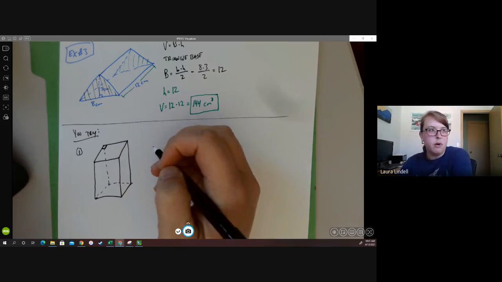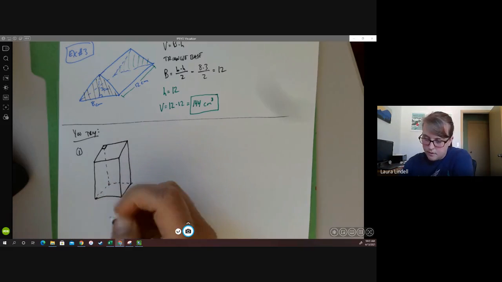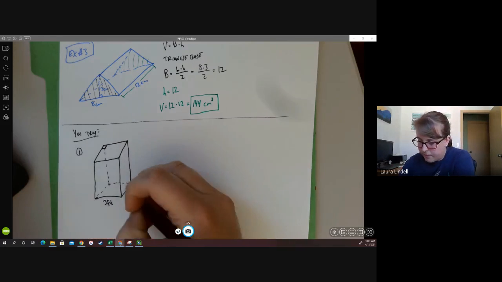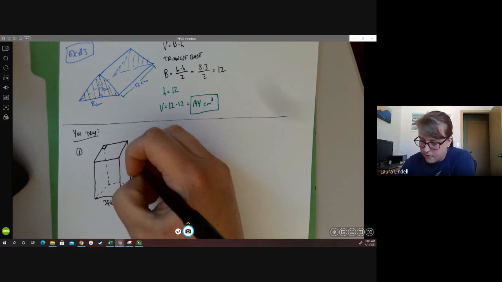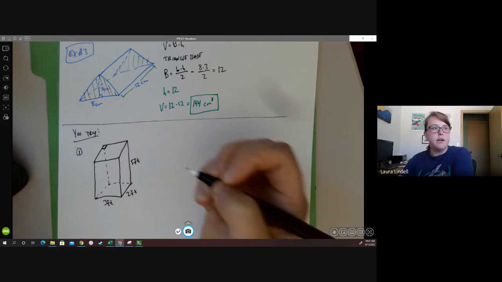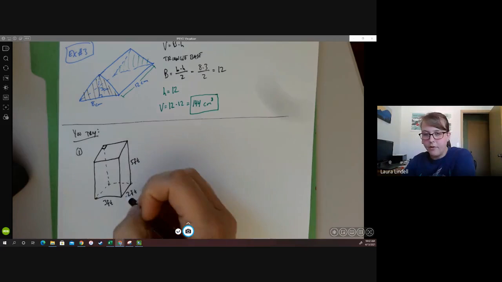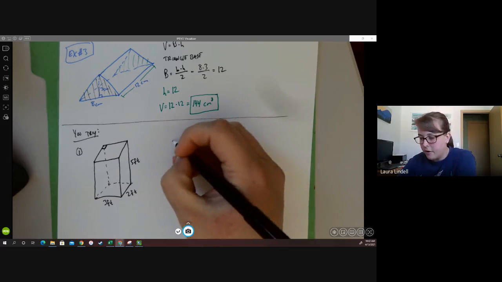All right, we've got this box. We'll say this side length is 3 feet, 2 feet, 5 feet. It's a large box. And these corners are right angles. It's a rectangular box. Go ahead and find the volume there.